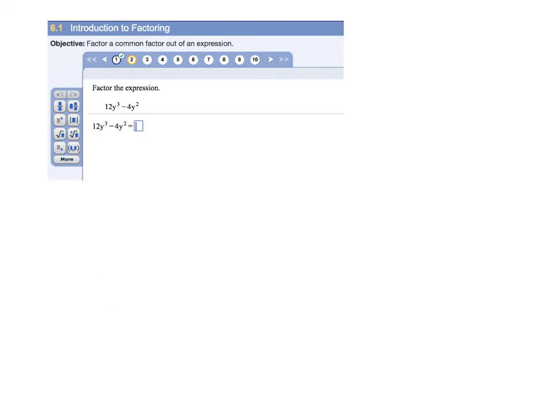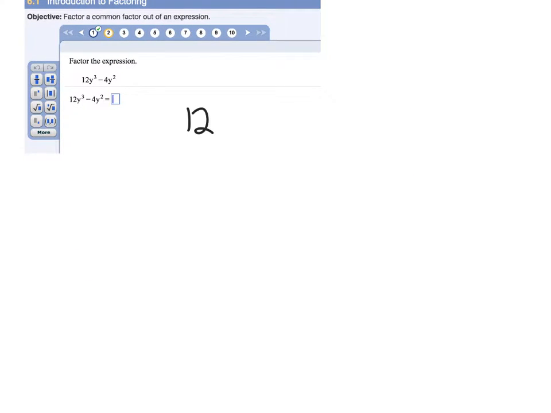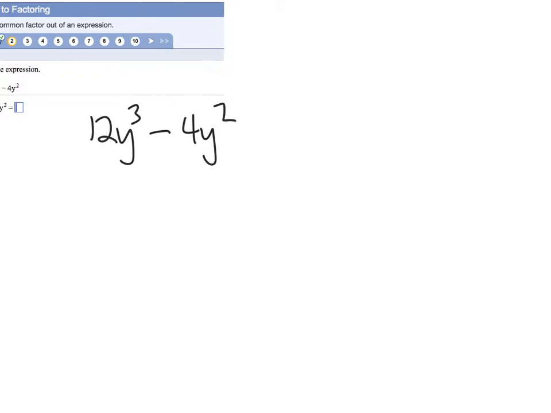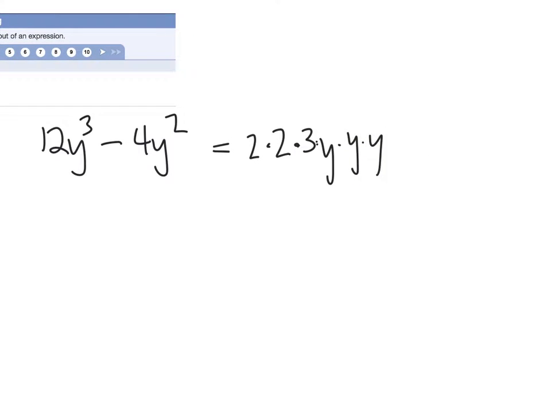All right, more of the same. So we're going to do 12y cubed minus 4y squared. All right, so what are we going to do? Well, we're going to think of 12 as 2 times 2 times 3, and then y times y times y. Oops, I forgot that little times sign there. And then we're going to think of 4y squared, so it's going to be minus, and then it's going to be 2 times y times y. So all I did was I took this and I wrote each of the two terms in expanded notation.